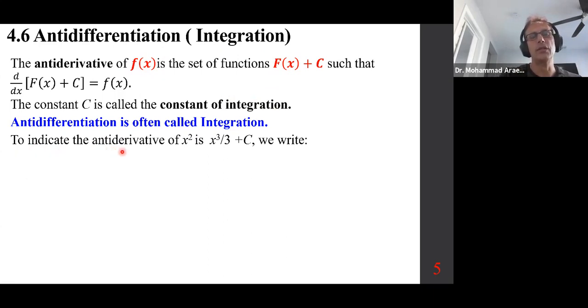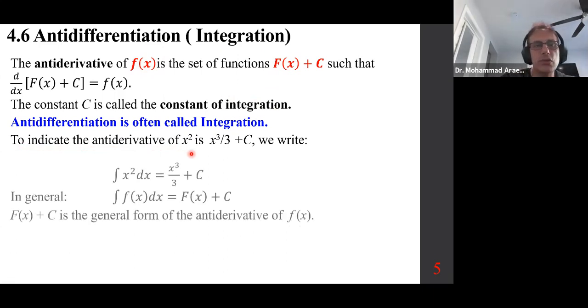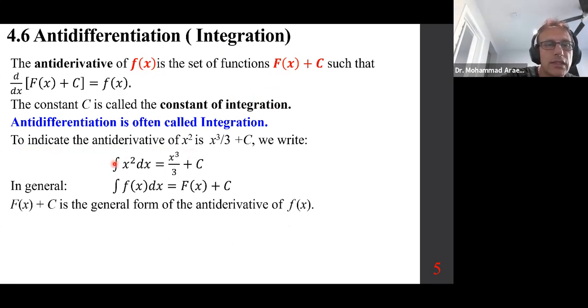To indicate the anti-differentiation of x squared is 1/3 x cubed plus a constant, we use this notation. This is an elongated S. We'll discuss this further in the next section. It refers to summation, and it was used by Leibniz. So in general, the integration of f of x dx is capital F of x. Normally, the setup is such that capital F prime is lowercase f.